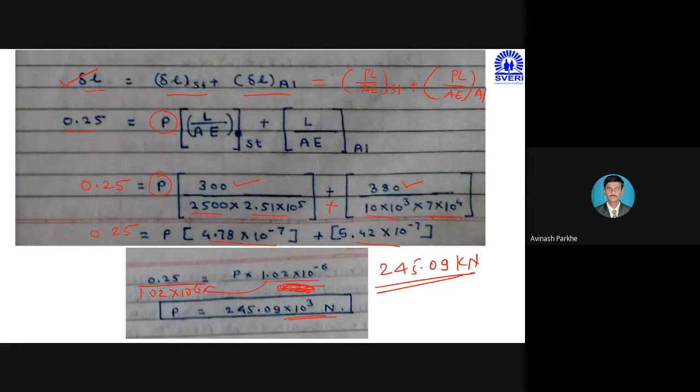Please do the addition of 4.78 × 10⁻⁷ plus 5.42 × 10⁻⁷ and tell me this answer, P into. You have the calculators. Please check this particular calculation. Maybe the calculation is mistakenly wrong, or mistakenly I have written negative. Others, please check. What is the value? 1.02 × 10⁻⁶ or plus 6?